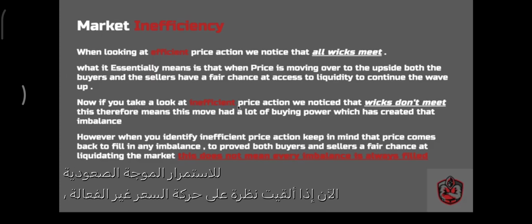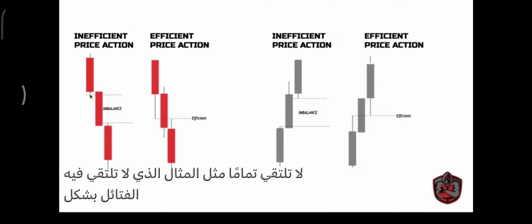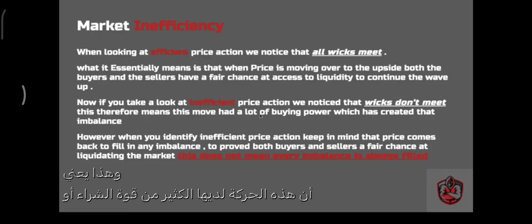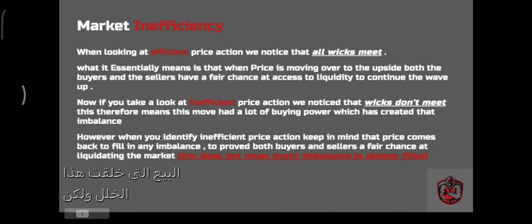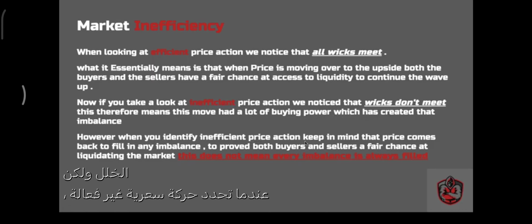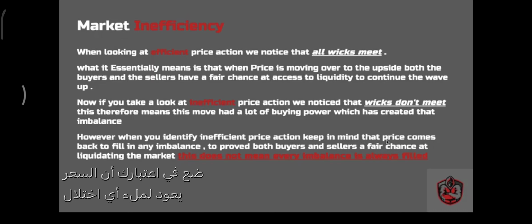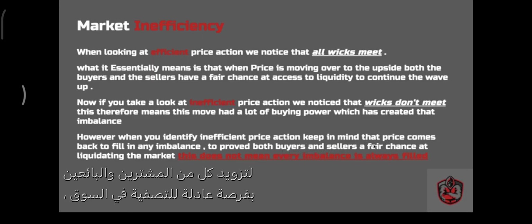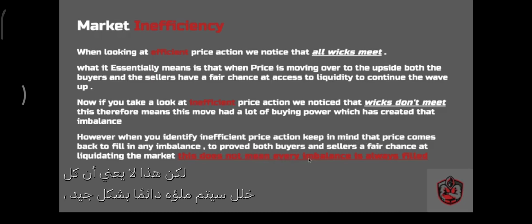Now, if you take a look at inefficient price action, we notice that the wicks don't meet, just like the example. The wicks don't meet, right? This therefore means that this move had a lot of buying or selling power, which has created that imbalance. However, when you identify inefficient price action, keep in mind that price comes back to fill in any imbalance, to provide both the buyers and sellers a fair chance at liquidating the market. However, this does not mean every imbalance will always be filled, okay?